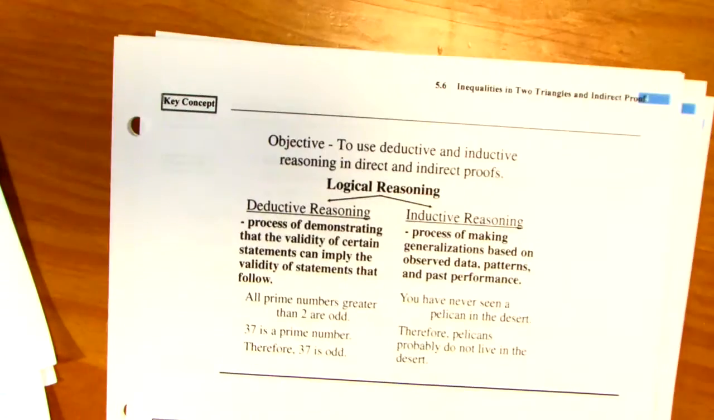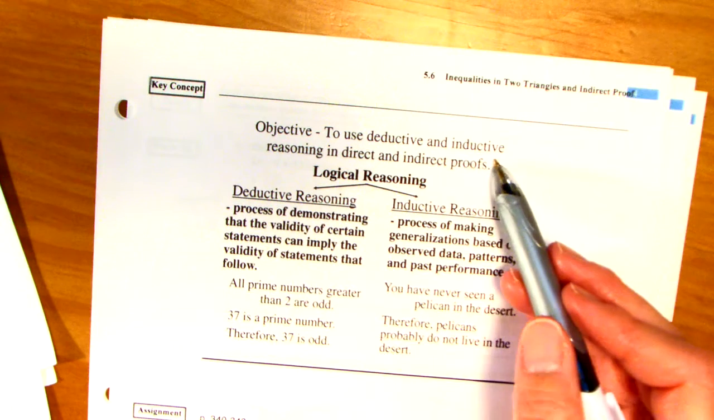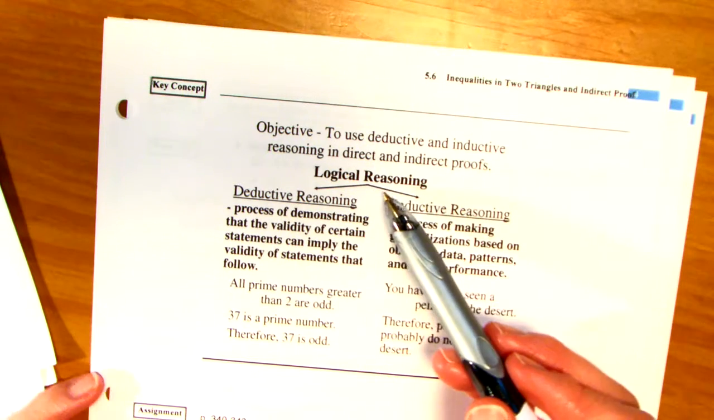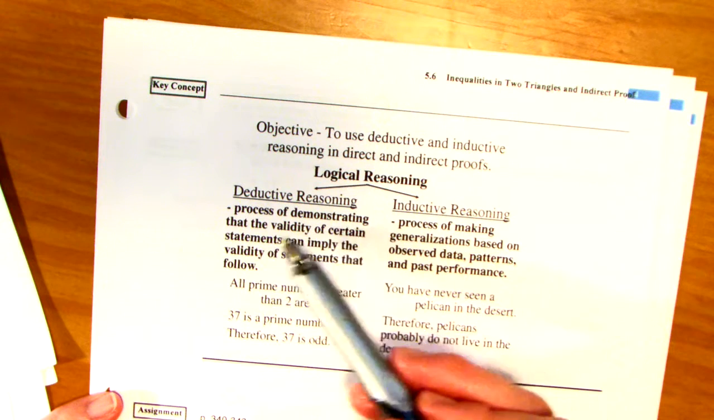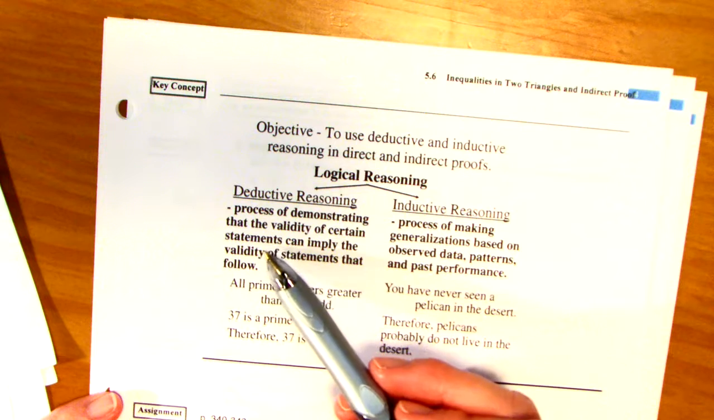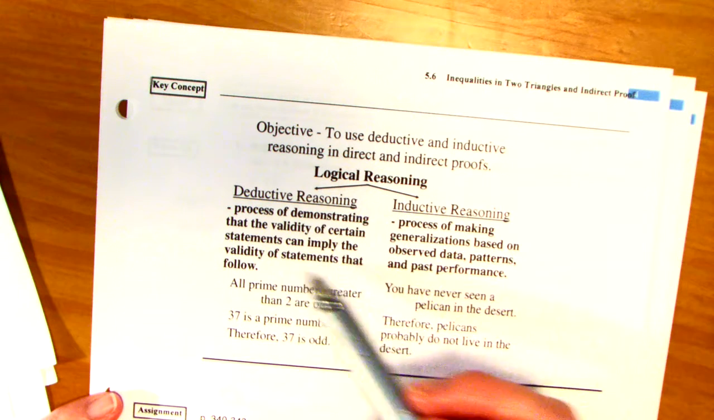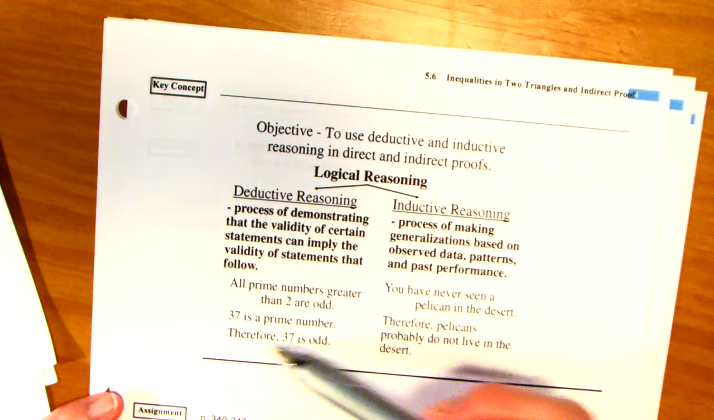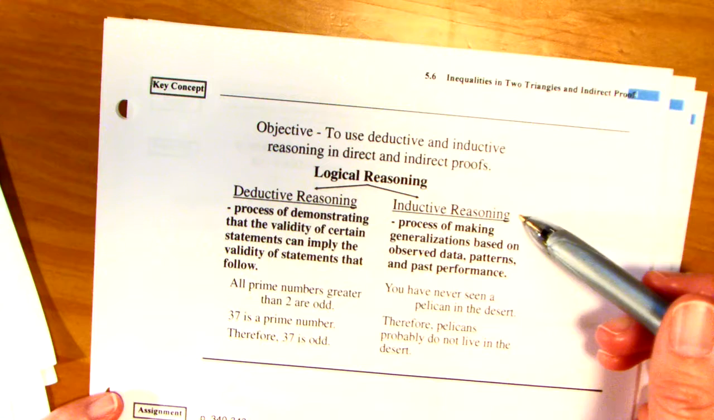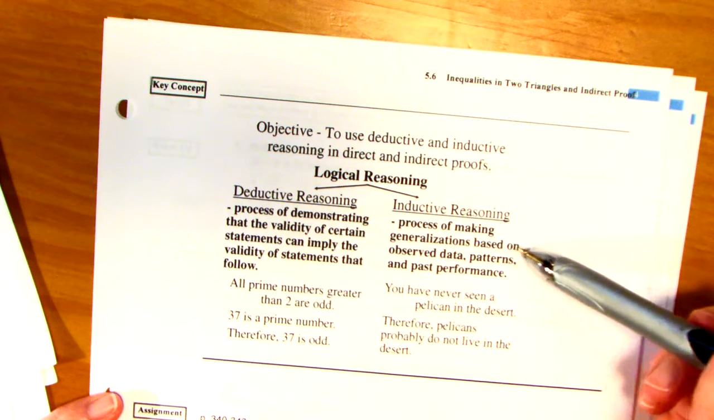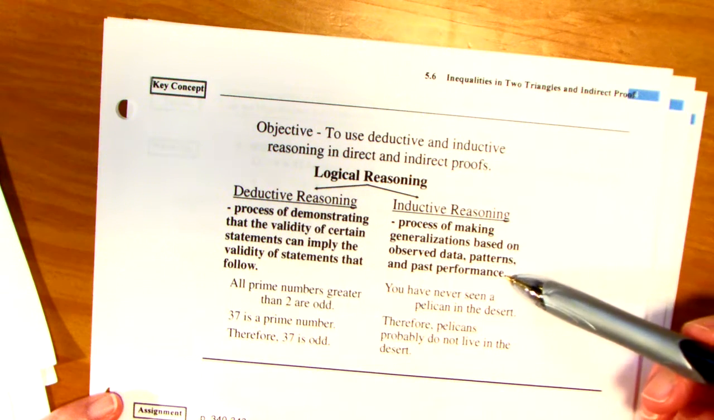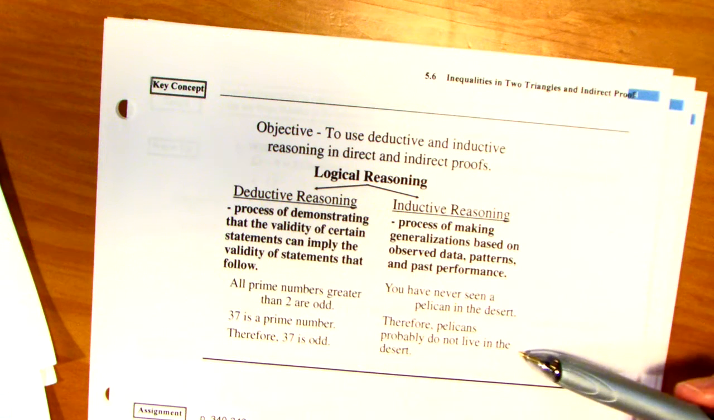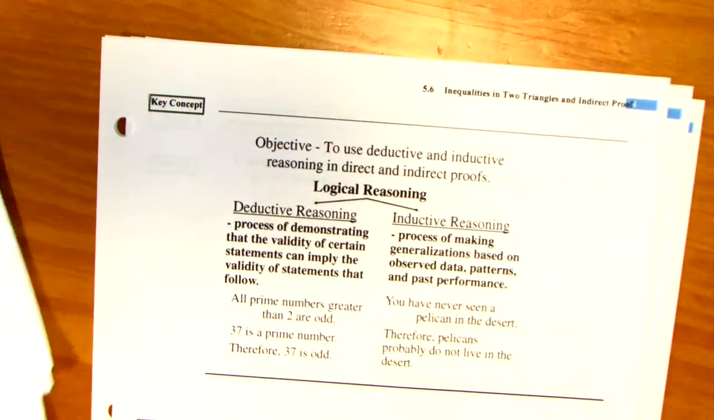All right. Objective: to use deductive and inductive reasoning in direct and indirect proofs. Okay, so logical reasoning. Deductive reasoning is the process of demonstrating the validity of certain statements that can imply the validity of statements that follow. All prime numbers greater than 2 are odd. 37 is a prime number, therefore 37 is odd. Or inductive reasoning: the process of making generalizations based on observed data, patterns, and past performance. You have never seen a pelican in the desert. Therefore, pelicans probably don't live in the desert. Okay, so kind of distinguish these two.